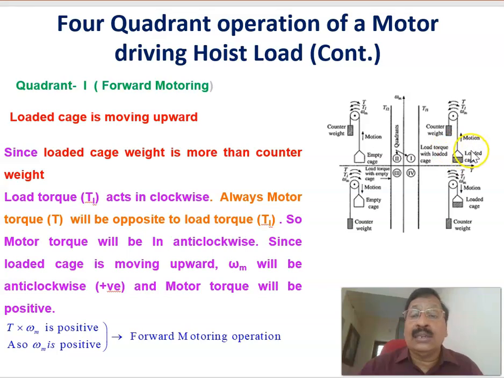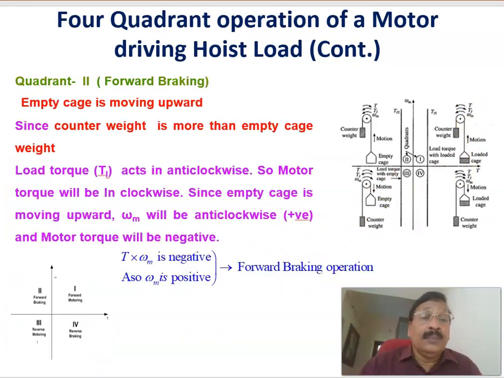Whenever the loaded cage is moving upward, it is called the first quadrant of operation. Therefore, in a lift or hoist, when man or material is moving upward, the motor is operating in the first quadrant. That is forward motoring operation. Now let us see the second quadrant of operation. Let us see that here.